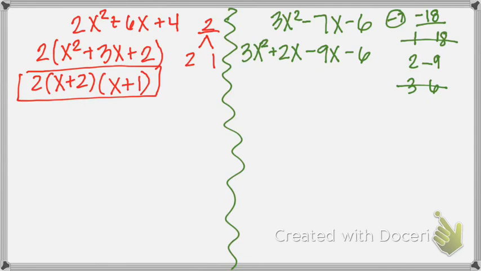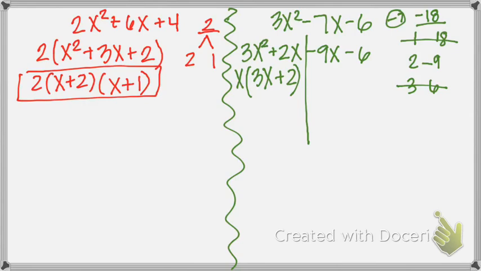Now we are factoring by grouping. So you're going to split 2 terms on the left side, 2 terms on the right side. 3x squared plus 2x. What is the GCF of 3x squared plus 2x? x. What times x is going to give me 3x squared? 3x. What times x is going to give me 2x? 2. Awesome.